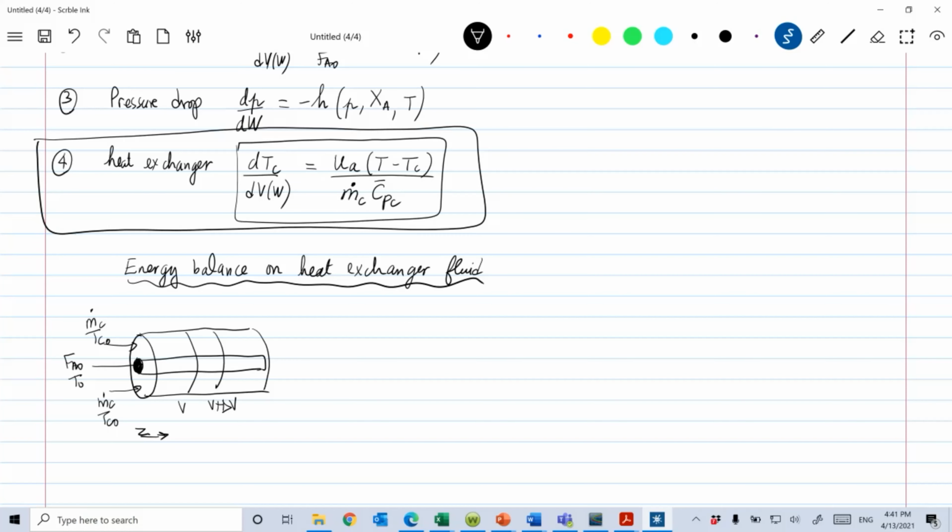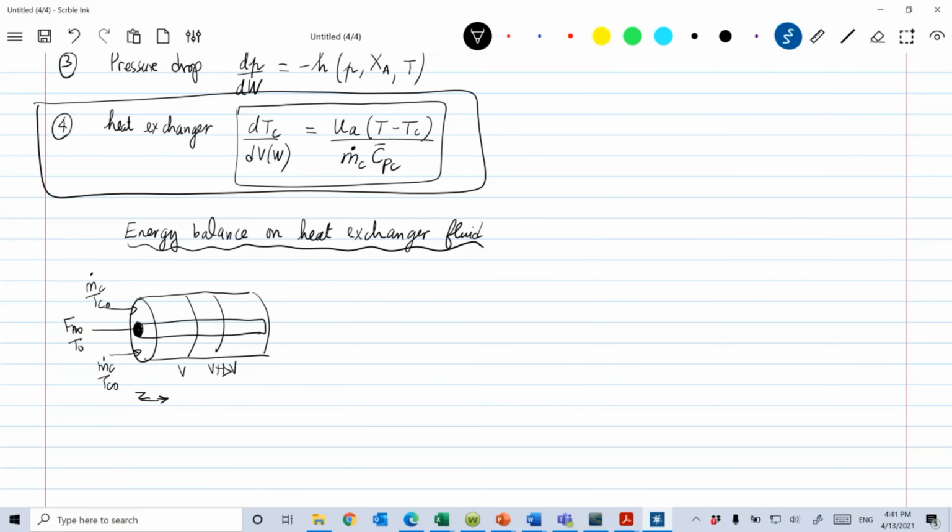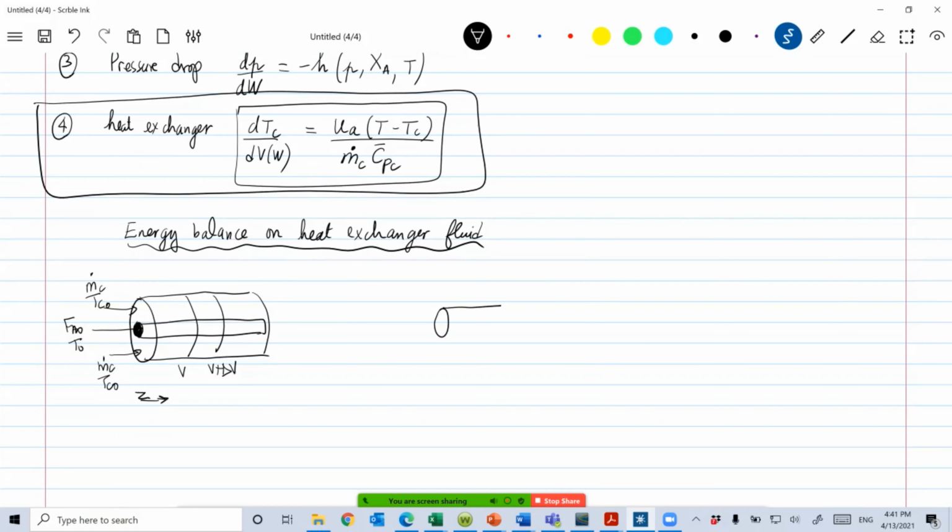So we can look at a co-current flow, right? Co-current flow heat exchange would look like this. We look at a little slab with co-current flow. If we took that slab, this is V, and this is V plus delta V. We have FA going in at temperature T at one end, and FA going out at temperature T at the other end.